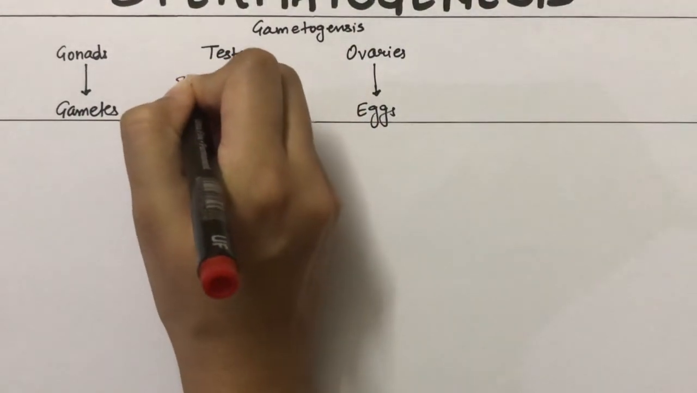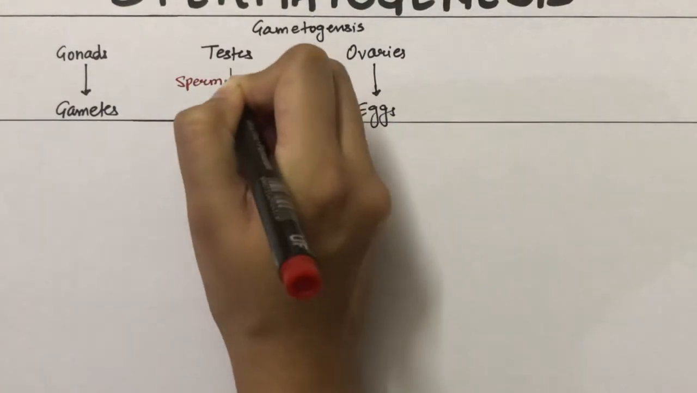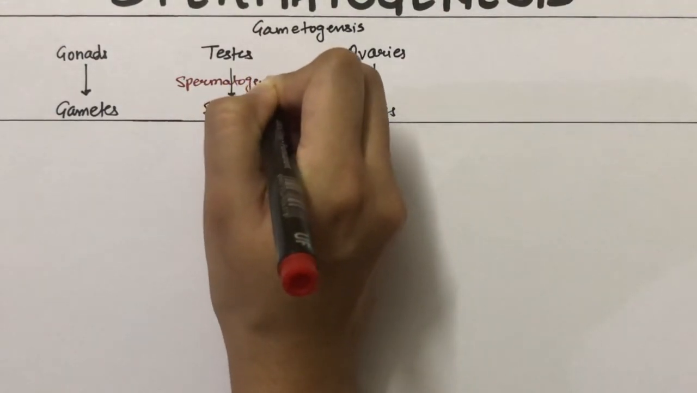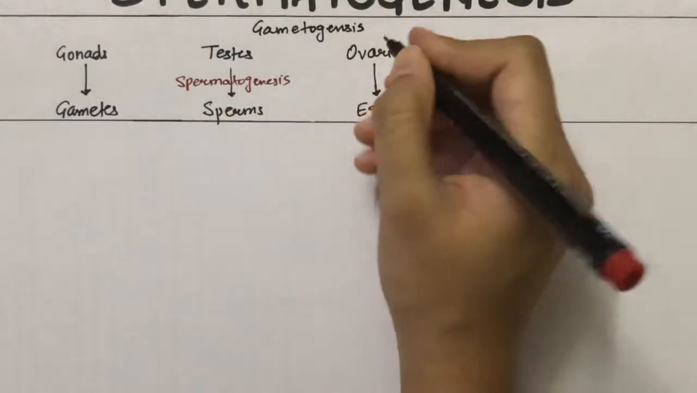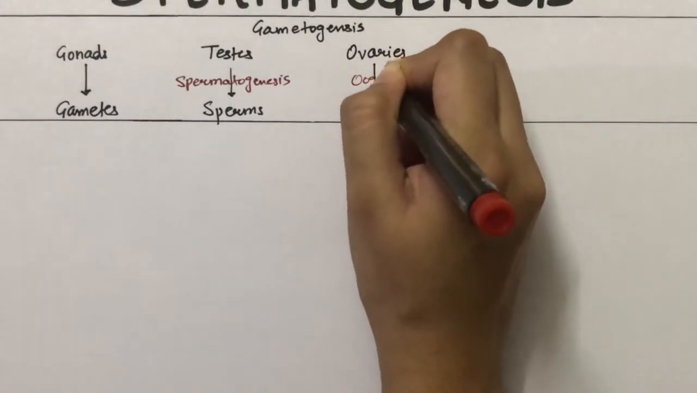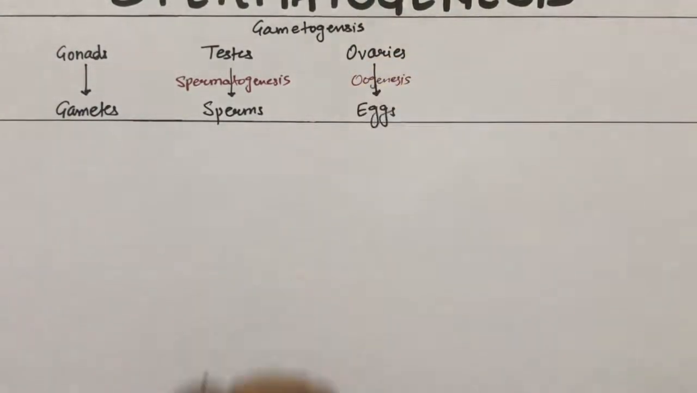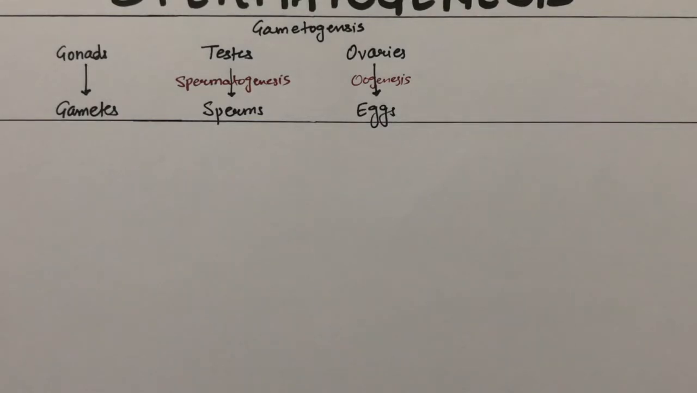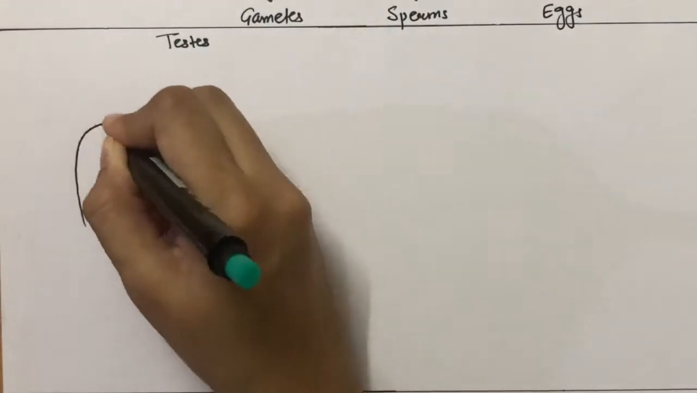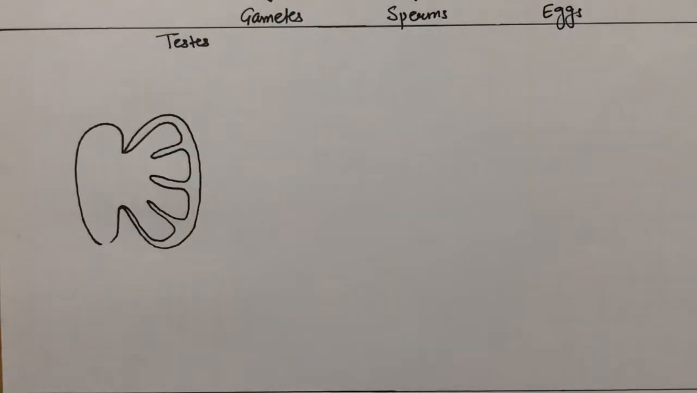Okay, so the process of producing gametes in males is called spermatogenesis, which results in the formation of a sperm or the spermatozoa, whereas in females, the same process is called oogenesis, which produces the egg or the ovum. In this video, we'll be looking into spermatogenesis in detail.